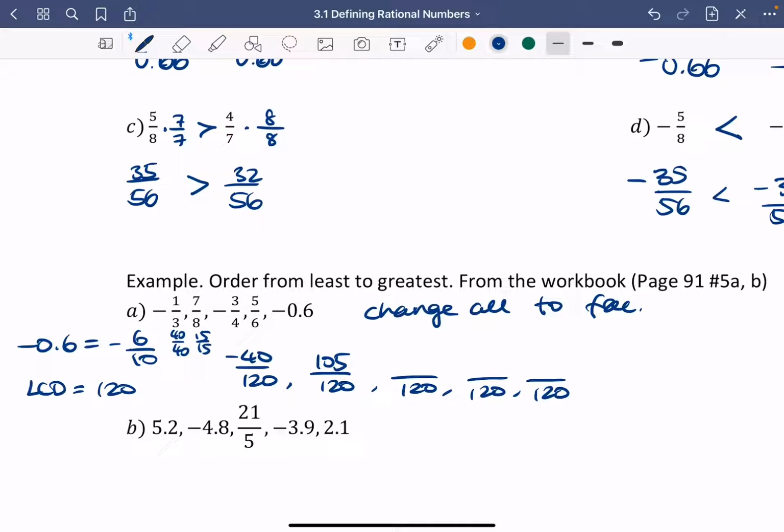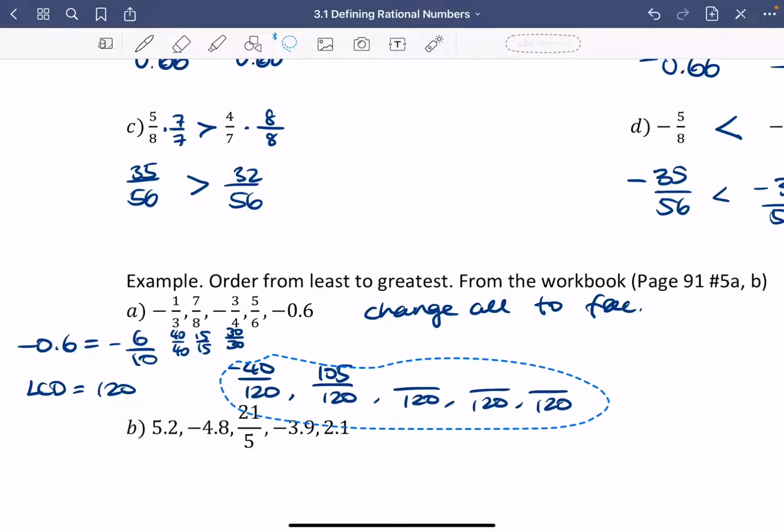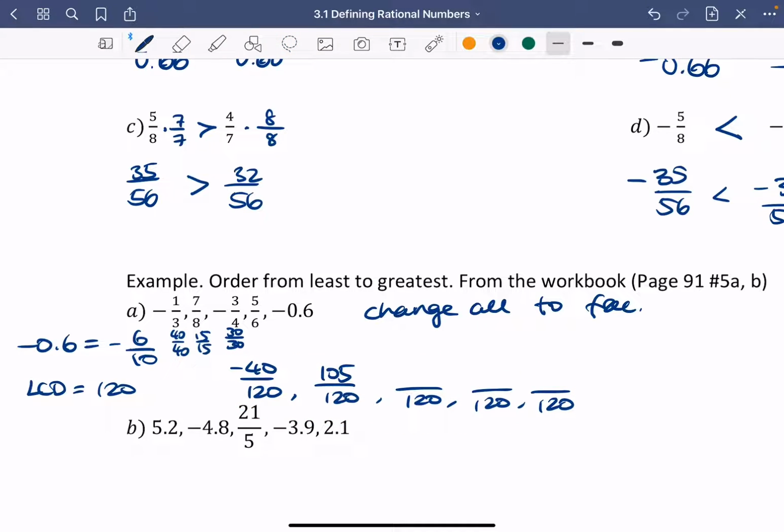And then the third number, 3 over 4, to change to 120, you need to multiply by 30 over 30. So that will be, let me just write it. So that will be negative 90. And then the fourth one, you're going to multiply by 20 over 20. That's 100 over 120. And the last one, 6 over 10, so you're going to multiply by 12 over 12. So that's negative 6 times 12 is 72.